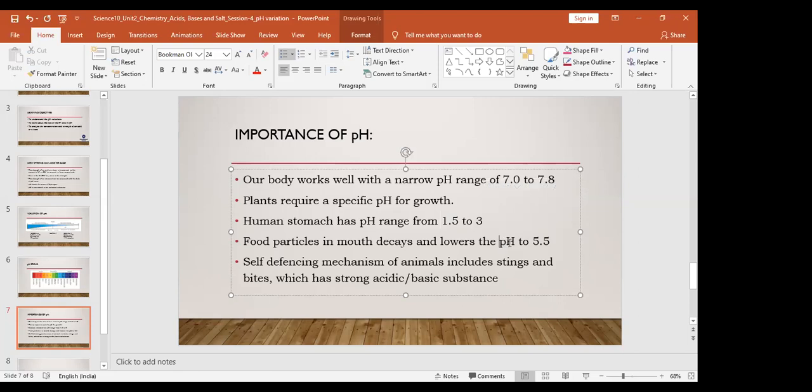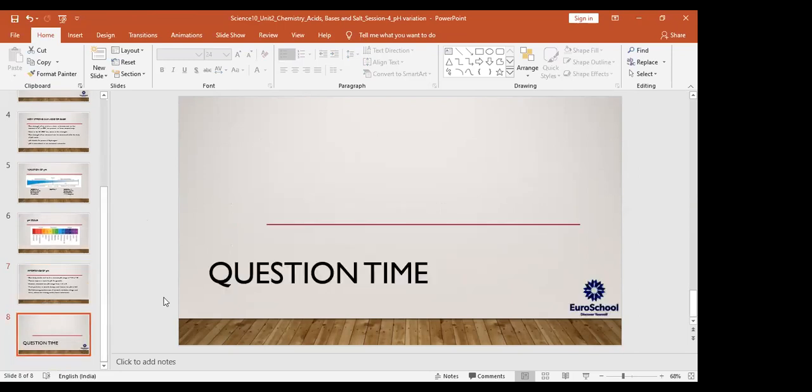Next goes to Shivani. Shivani, if the pH of the mouth is getting reduced to 5.5, which is highly acidic, how can we neutralize it? By using toothpaste. Using toothpaste, correct. So I hope this topic of pH is clear to all of you. Yes, ma'am.